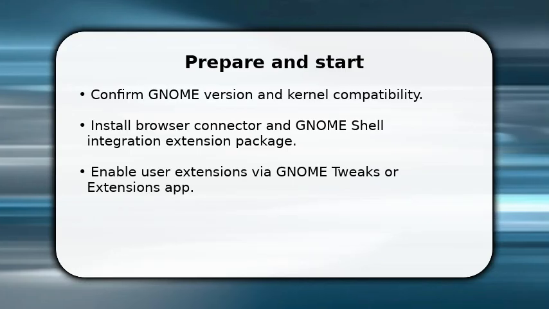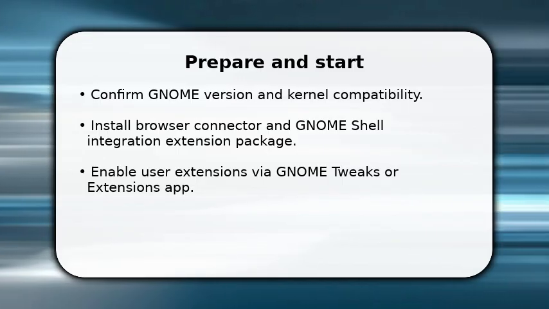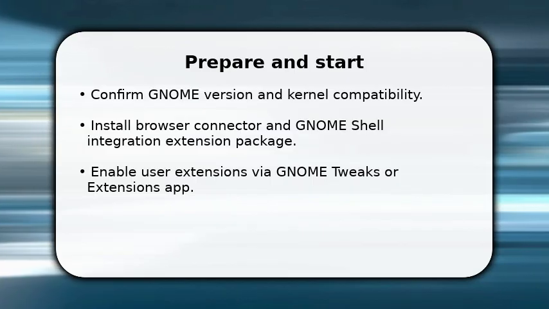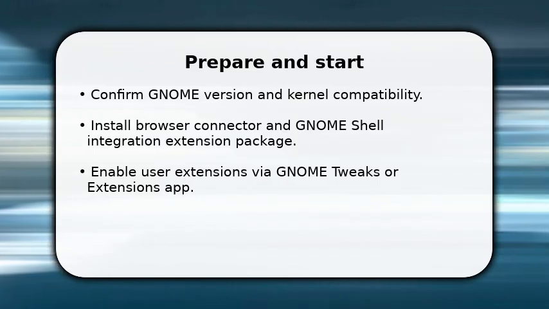Enjoy the video. You begin by confirming your GNOME version, so you pick compatible extensions. This prevents breakage. Next, install the browser connector and the gnome-shell integration package so the website can talk to your desktop. Open GNOME Tweaks or the Extensions app and enable user extensions. This is the first actionable step that lets you manage them. Once done, you'll be ready to browse and select extensions safely, and you can proceed to install with confidence.